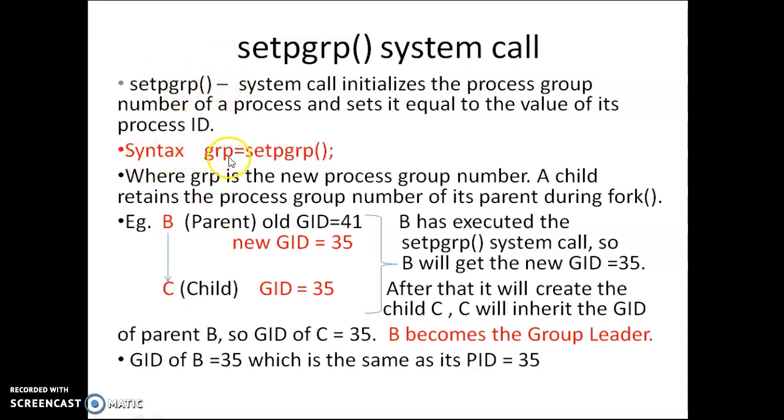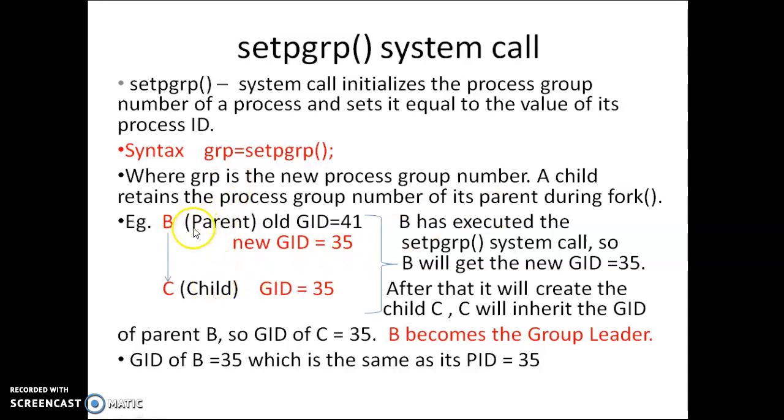So the syntax is grp = setpgrp(). setpgrp is a system call which is used to create a new group. Where grp is the new process group number. After you execute the system call, you will get a new group, that is grp will have a new process group number. A child retains the process group number of its parent during the fork system call. So the child will retain the process group number of its parent during the fork system call.